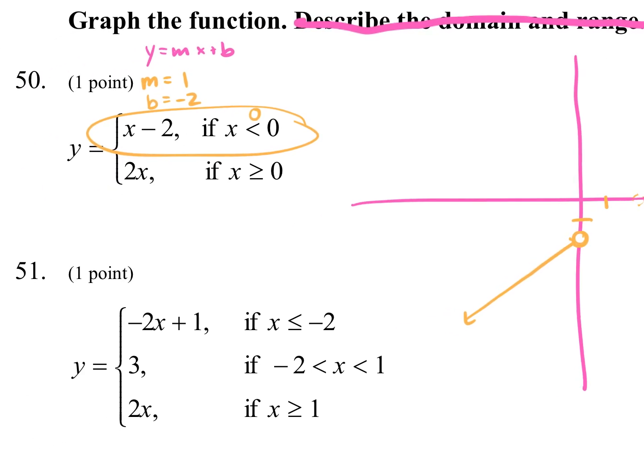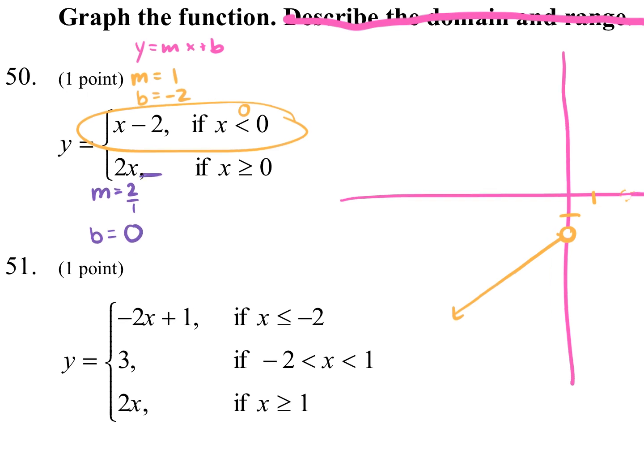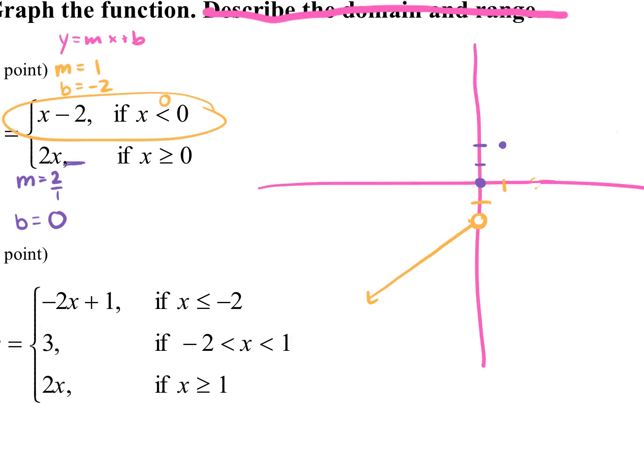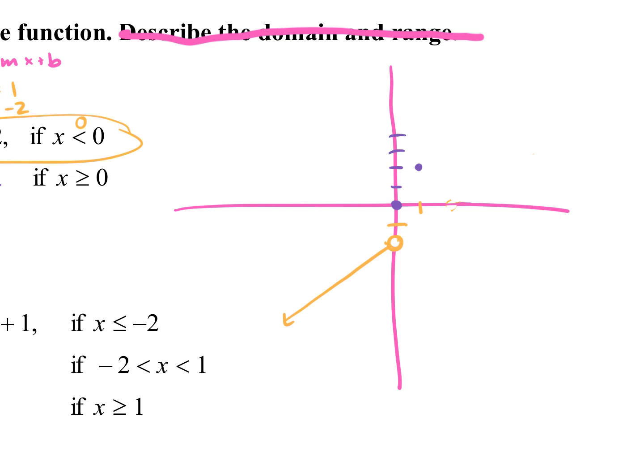Now let's graph the second piece. What's my slope for the second half? 2 over 1, or just 2. And what's my b? 0. I don't have a b here, so my b would be 0. So where do I start? At the origin. I start at 0. And how do I show the slope of 2? Up 2 and to the right 1. And I can go up 2 and to the right 1. So this would be my line.